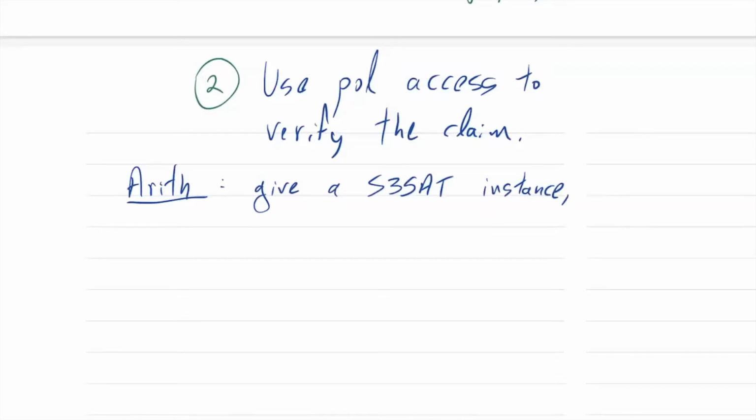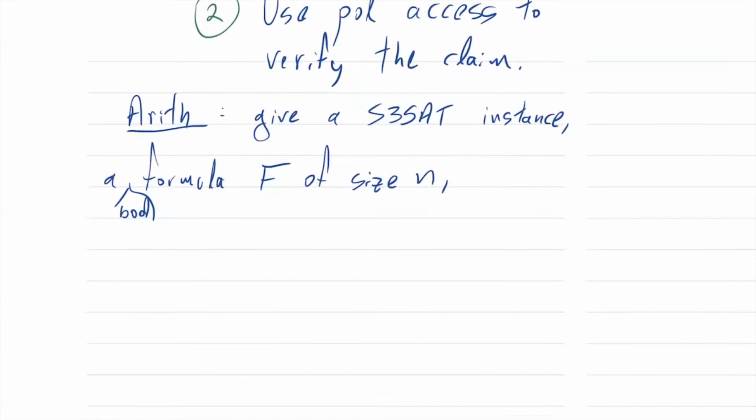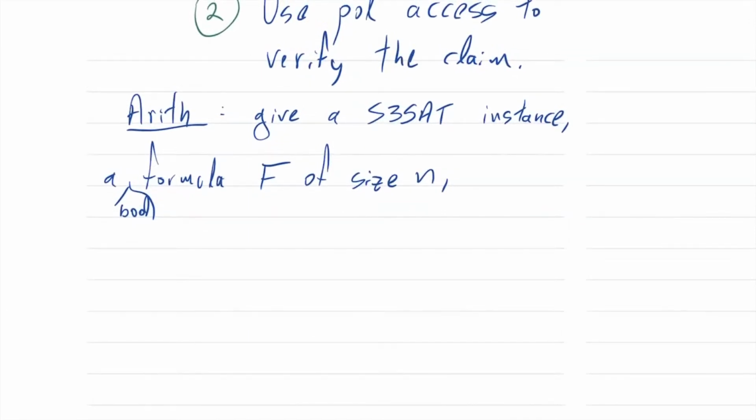which is a formula, maybe f of size maybe n. Actually, maybe I should mention this is a Boolean formula. So this is how a succinct three-sat instance looks like. I have a Boolean formula. It is given to me as these gates of ands and ors and nots.